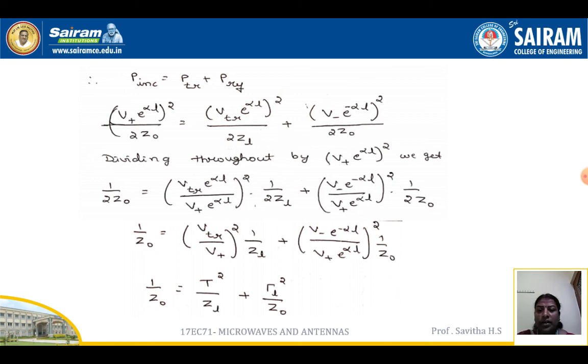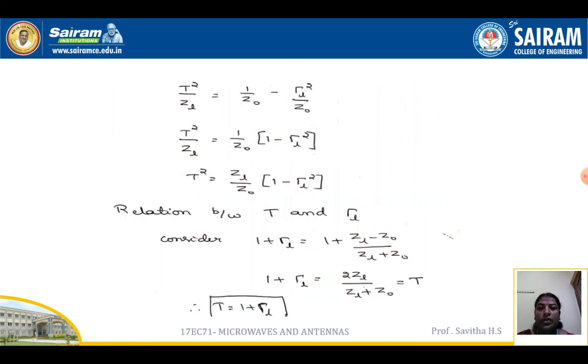VTR by V plus is nothing but the transmission coefficient, so that term will be replaced by T. With the square term, it is T square divided by ZL. And V minus e to the power of minus alpha L divided by V plus e to the power of alpha L is the reflection coefficient, so that will be replaced by reflection coefficient square divided by Z0. So T square divided by ZL is equal to 1 by Z0 minus reflection coefficient square divided by Z0.